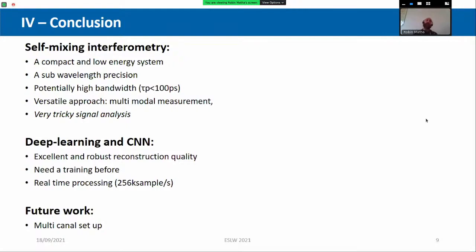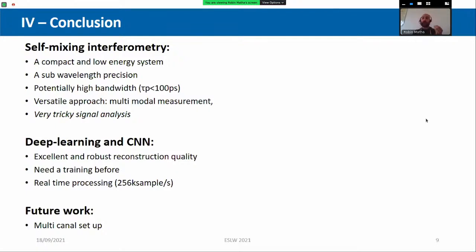But self-mixing interferometry gives us a very tricky signal analysis. So there are two big problems with it. First, the reconstruction: when we have a self-mixing signal, the treatment of the signal to reconstruct the displacement. Here we used deep learning and CNN, which gave us an excellent and robust reconstruction quality, but needs training before. And another advantage is real-time processing. And as I said, there were two problems with self-mixing interferometry, and the first one is to have a real signal.